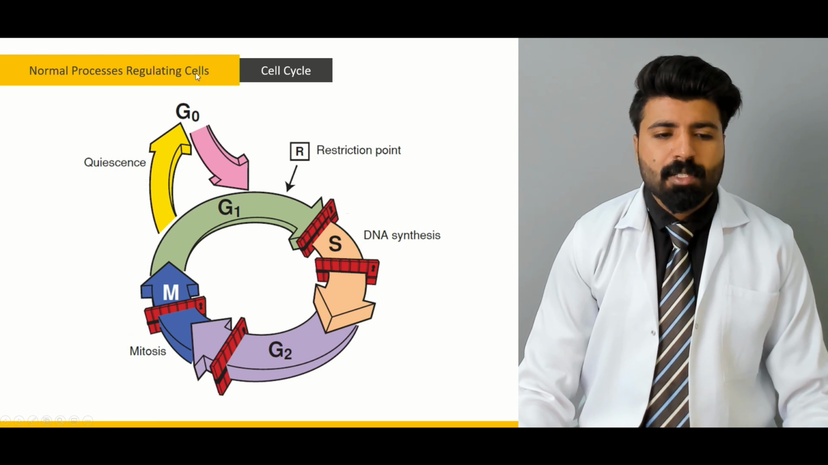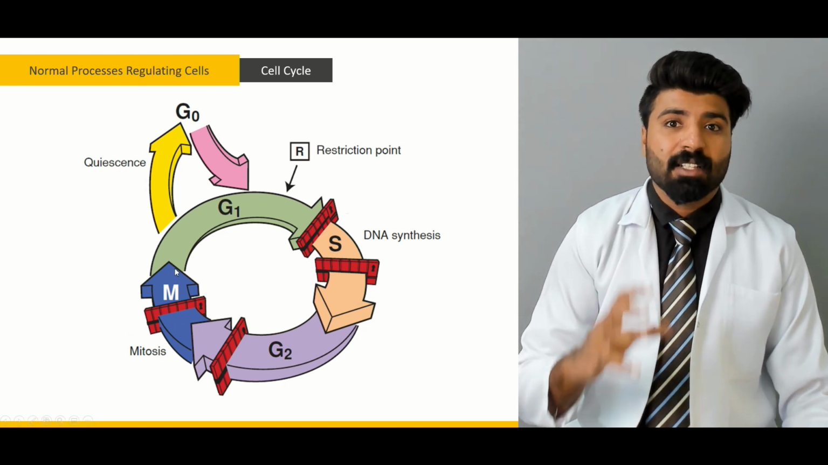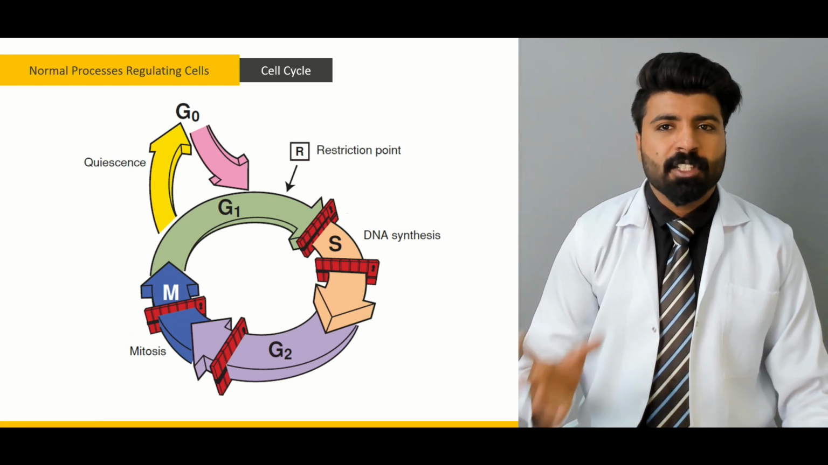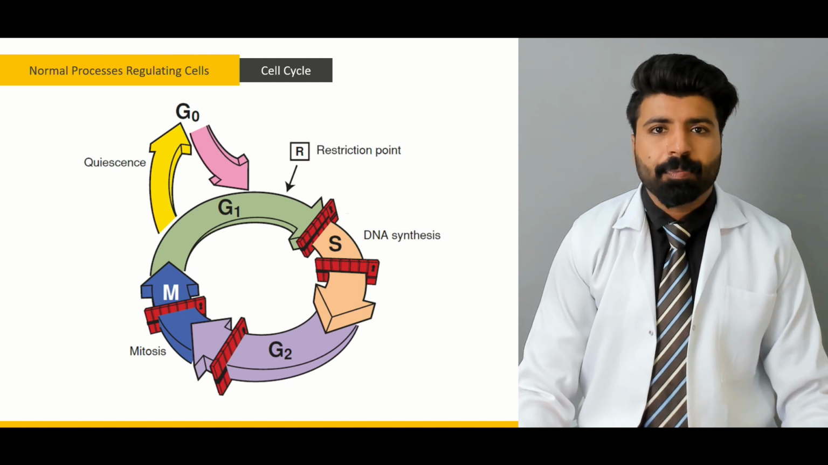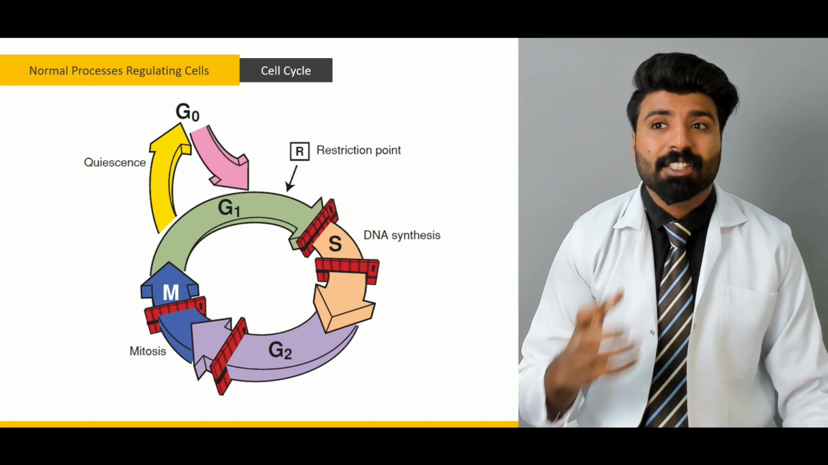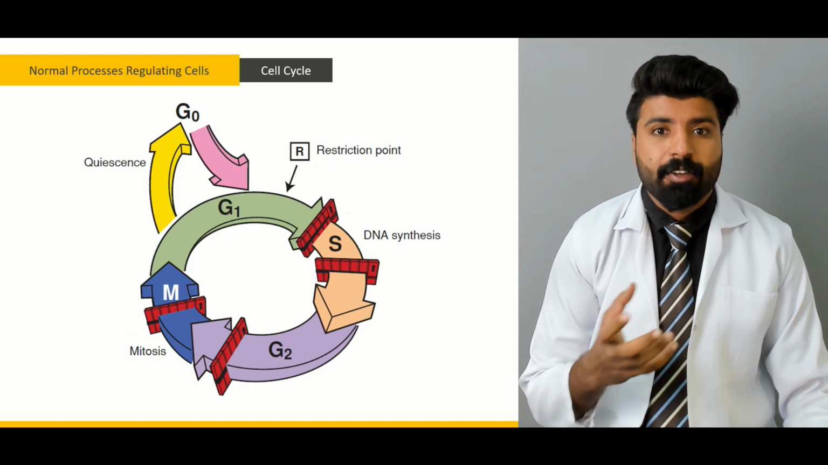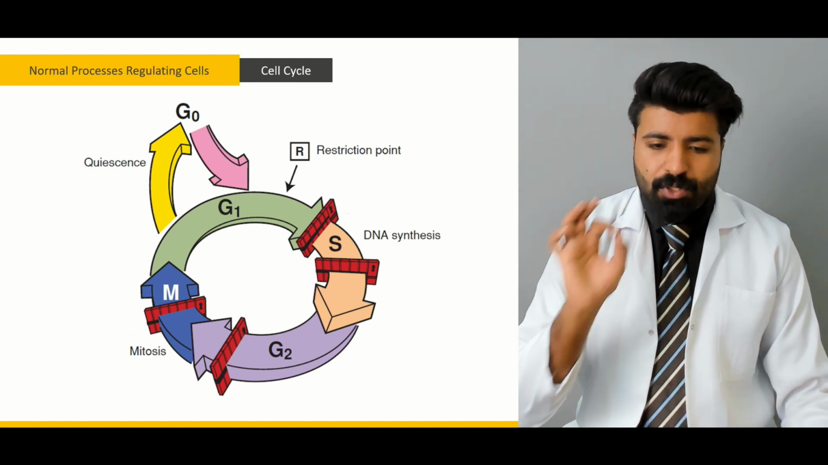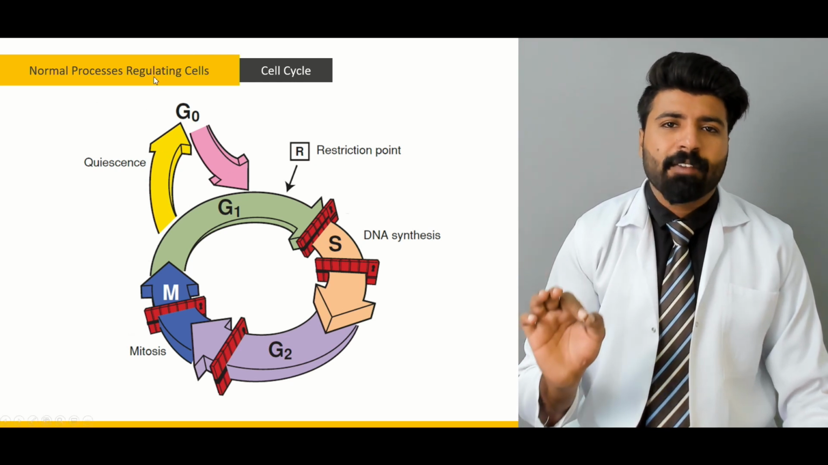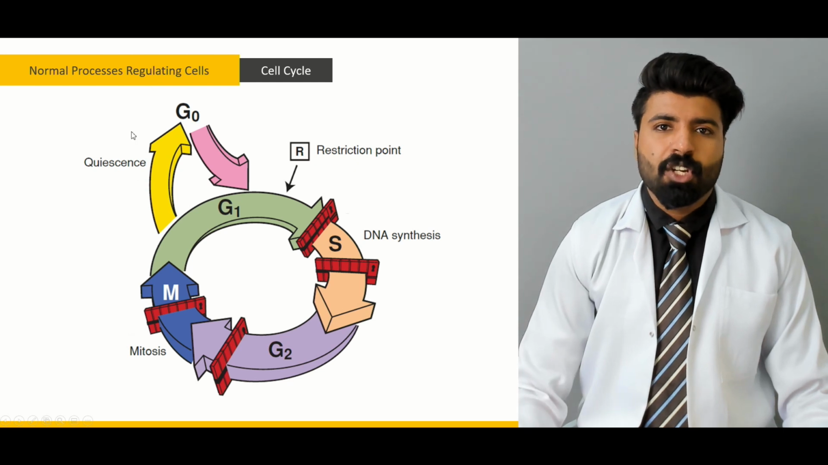So what's the basic example of G0 stage? Brain cells. They do not go through mitosis again and again once they're mature. That's why if there's any brain injury, any ischemia, any hemorrhage, the effects are lifelong because it's not going to multiply and regenerate the cells. It's going to stay that way. So brain cells spend their whole lifetime after maturation in G0 stage.